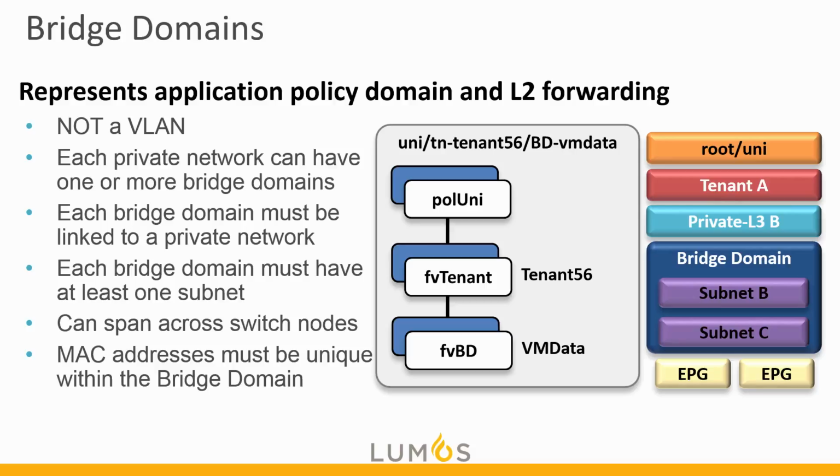Okay, a bridge domain can span across switch nodes, so do keep that in mind. As soon as we create a subnet within a bridge domain, this instantiates an SVI, and because we're using Anycast, the same IP address and the same MAC address for the SVI will be instantiated on every leaf where an endpoint is detected matching this bridge domain.